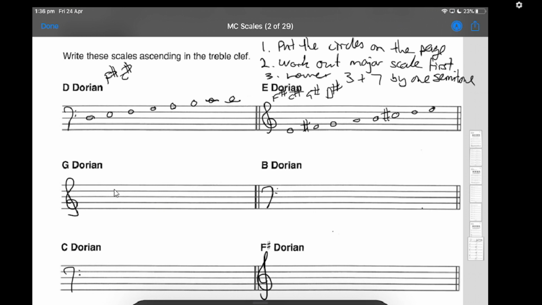So let's have a look at another scale. So G Dorian, step 1, major first. Step 1, write the major first. Step 2, work out the major scale first.